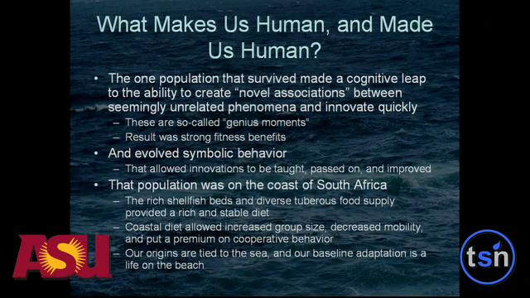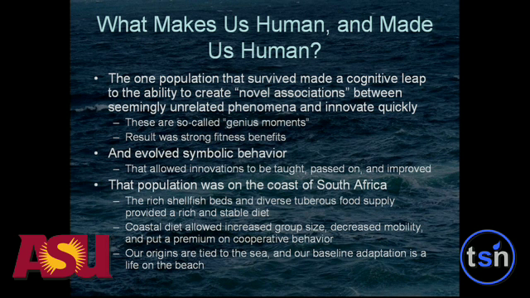The one population that survived made a cognitive leap to the ability to create novel associations between seemingly unrelated phenomena. I think the most parsimonious explanation is that jump occurred at the point of the origin of our lineage, around 160, 170,000 years ago. Those novel associations are the so-called genius moments that result in strong fitness benefits when they are translated into technologies. They also allow the evolution of symbolic behavior. That allowed innovations to be taught, passed on, and improved.